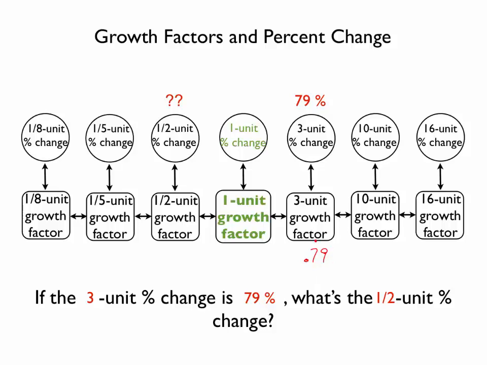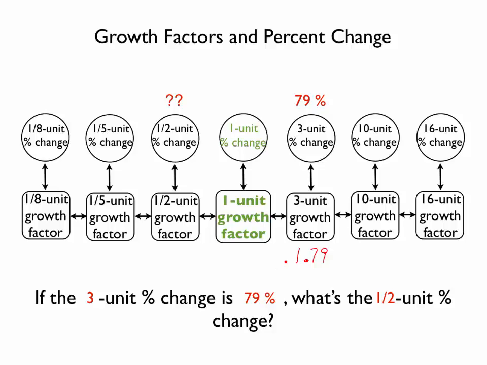Is that growth or decay? If you multiply by 0.79, do you get a number bigger or less? Yeah, that's going to be decay, right? We want to increase by 79%. So what should it be? Yeah, 1.79. 1.79, right?